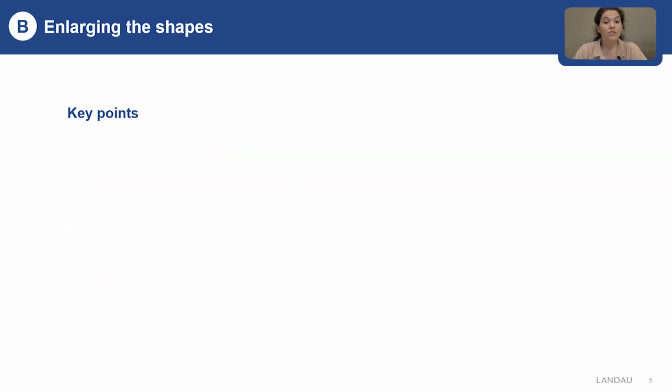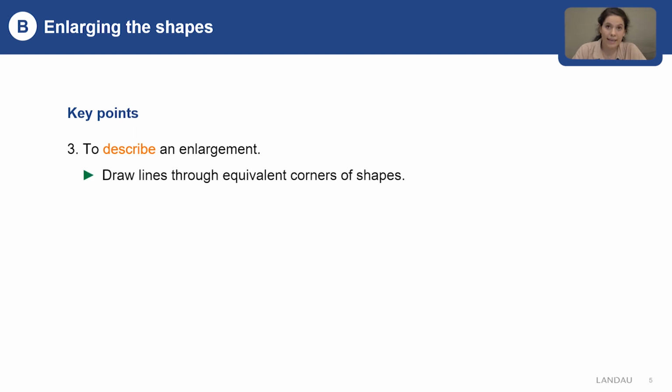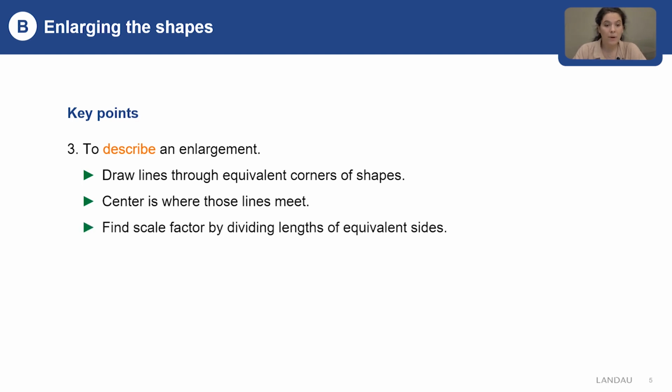Now, let's learn how to describe an enlargement. First, we have to draw a line through equivalent corners of the shape. Then the center is where those lines meet. Then we have to find the scale factor by dividing the lengths of equivalent sides.